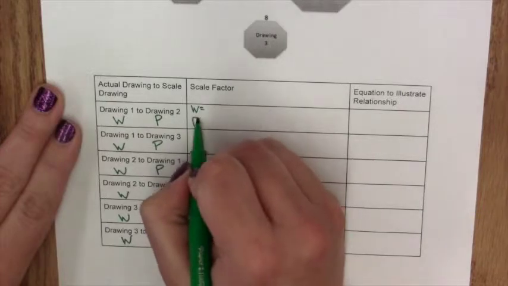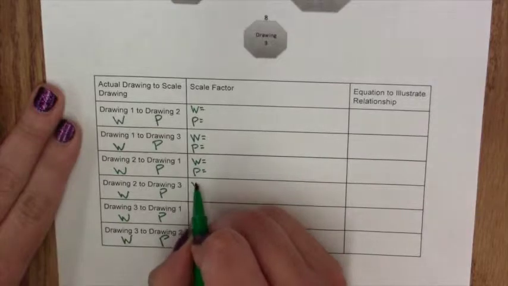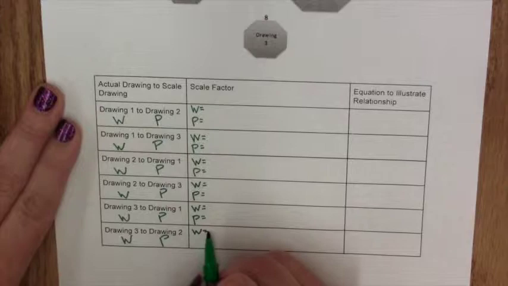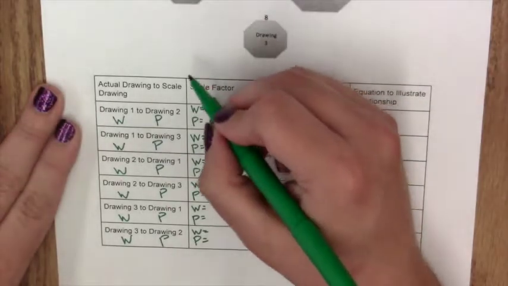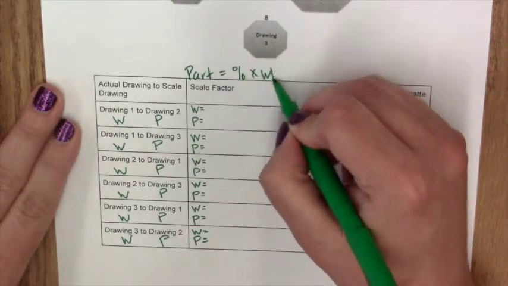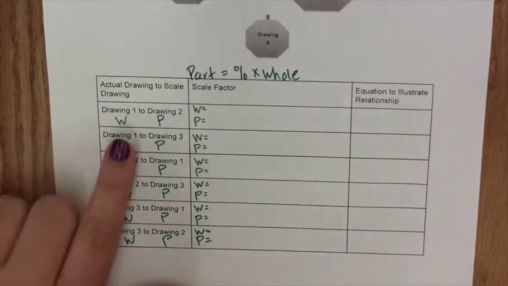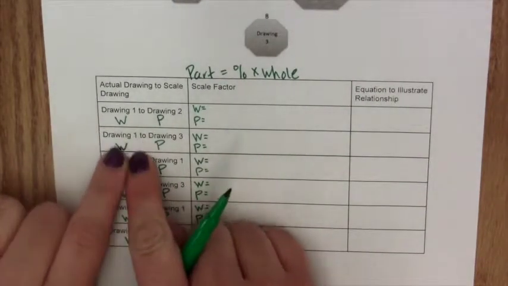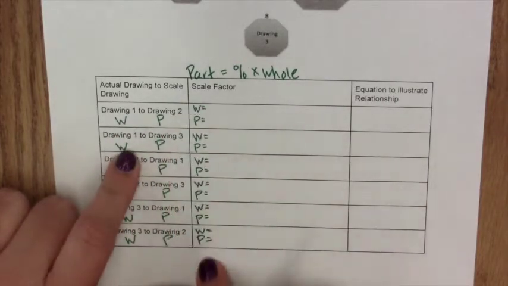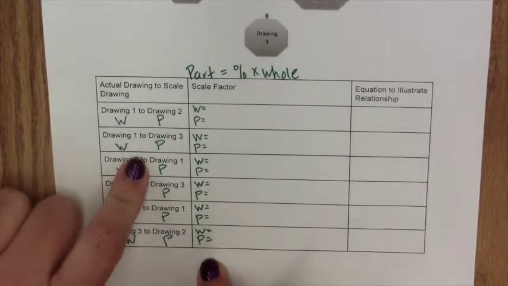And then I'm going to list out each of those measurements in my table, so I know which one goes where in my formula. So up here, I'm going to write that my part equals my percent times my whole. Okay, so I'm going to do drawing 1 and this first row and the second row, and then I'm going to pause it and fill in the rest of this and then let you check your answers from there. And if you have questions, you can make sure and ask during class.